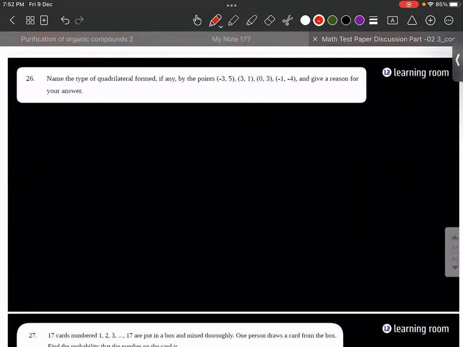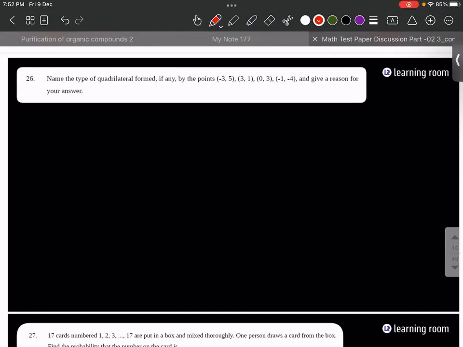Name the type of the quadrilateral formed, if any, by the points, and give a reason for your answer. Is a quadrilateral formed? Find the distances. No quadrilateral, no special type. Why? Sir, no sides are equal.